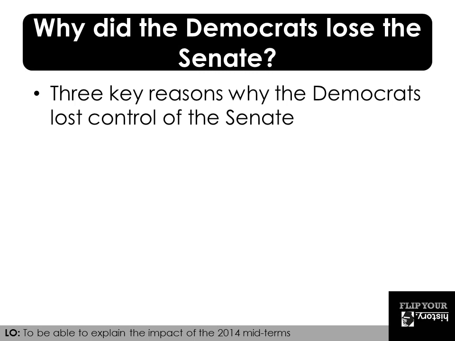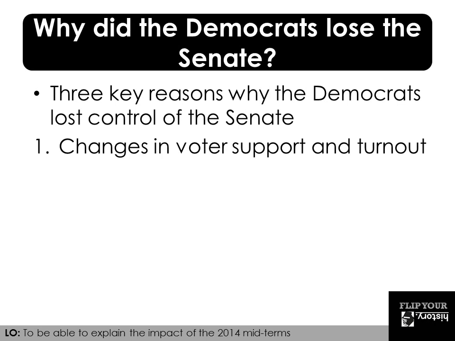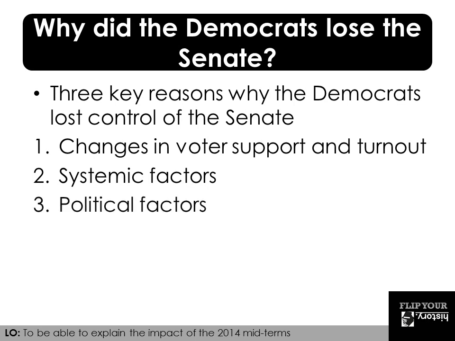Now, there are three main reasons why the Democrats lost control of the Senate. First of all, there are changes in voter support and turnout. Secondly, there are systemic factors of which they have little control over. And thirdly, there were political factors in the 2014 midterms which impacted a great deal on the Democrats.